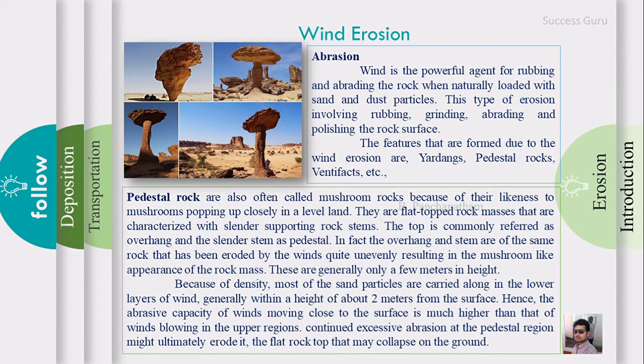Because of their density, most of the sand particles are carried along in the lower layer of the wind, generally within a height of about 2 meters from the surface. Hence, the abrasive capacity of the wind moving closer to the surface is much higher than that of the wind blowing in the upper region. Continuous excessive abrasion at the pedestal region might ultimately erode it, and the flat rock top might collapse on the ground. So these are a few of the erosional features of abrasion.